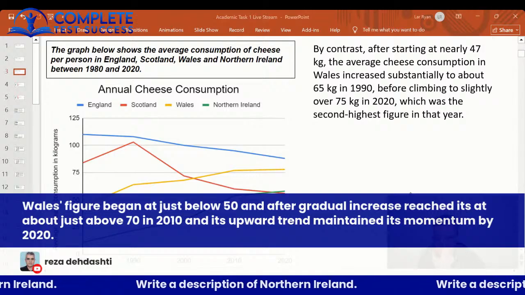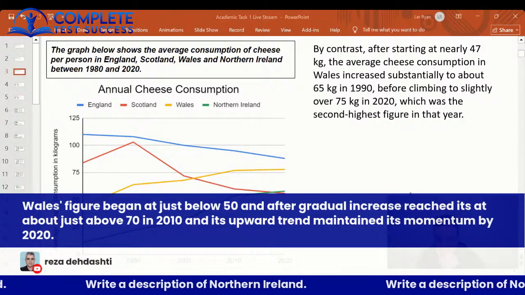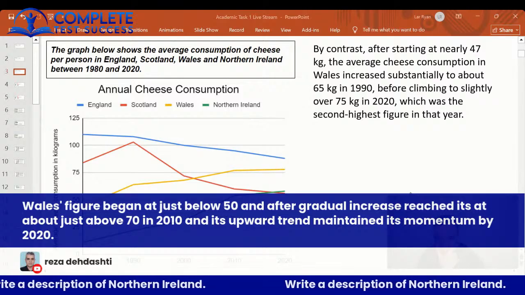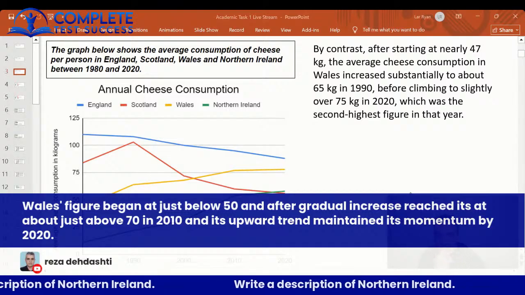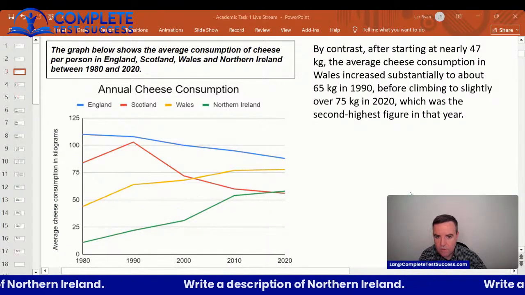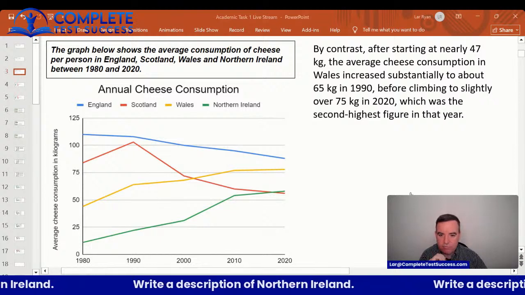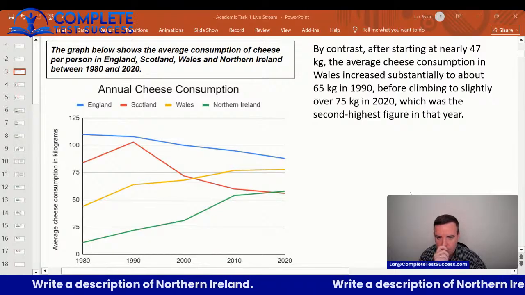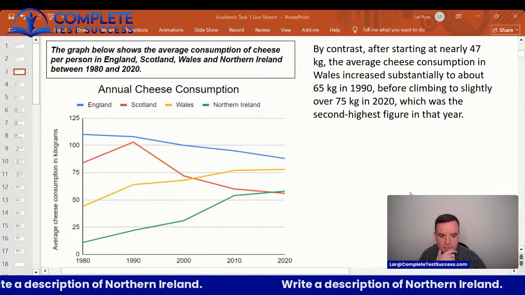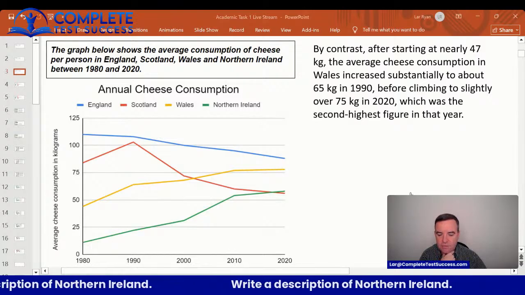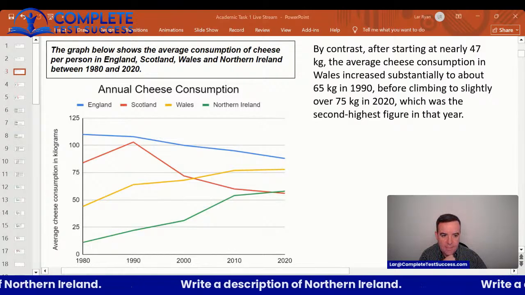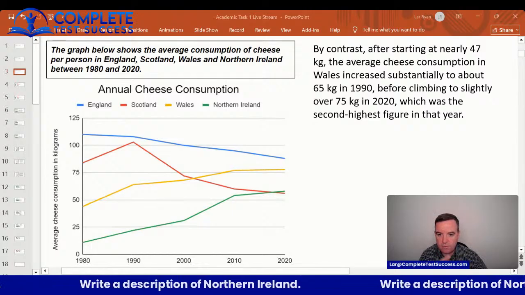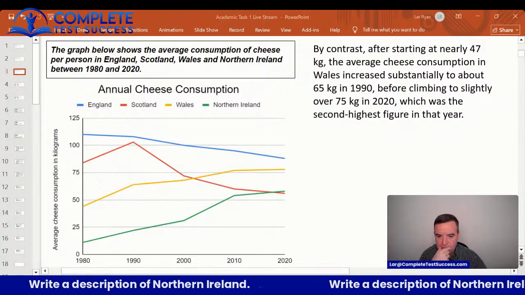Inaccurate data will give you a band 6 or lower. And its upward trend maintained its momentum by 2020. That's unclear. Its upward trend maintained its momentum. So what you would want to say is it stayed roughly the same for the rest of the period. But the way you've described it, the language, the vocab there would reduce the accuracy of that description. And like we already discussed, you would probably want to include 1990 rather than 2010 because it's a bigger turn.